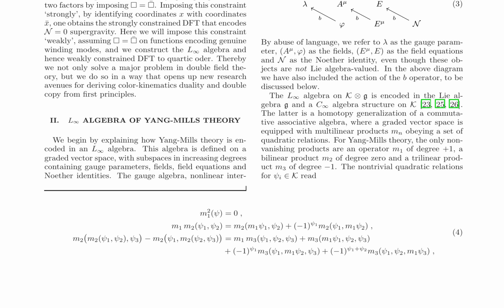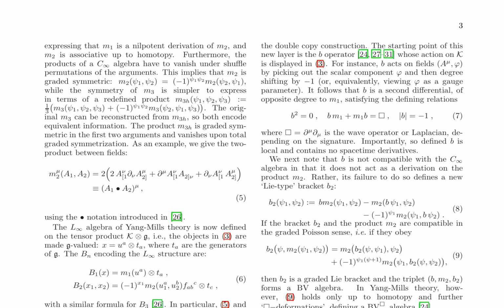This construction is crucial for understanding the double copy of Yang-Mills theory and its relation to gravity. The L-infinity algebra provides a framework for exploring the intricate connections between gauge theory and gravity, offering insights into the underlying structure of these fundamental forces. The authors discuss the algebraic structure of Yang-Mills theory, focusing on the C-infinity algebra and its extension to the BV-square-infinity algebra. The C-infinity algebra is defined by the products M1, M2, and M3, which satisfy certain graded symmetry properties.